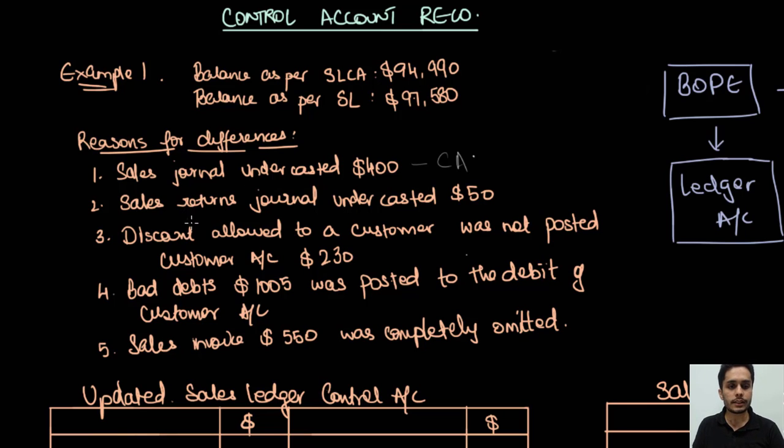My next error is sales returns journal undercasted by 50. This is a similar error where the total of sales returns journal was undercasted, under total, and hence it will only affect your control account.